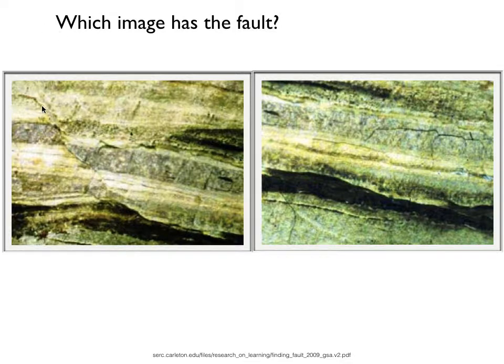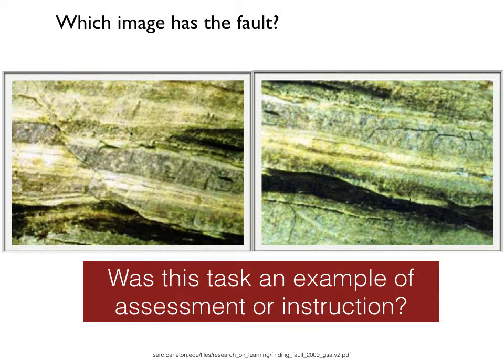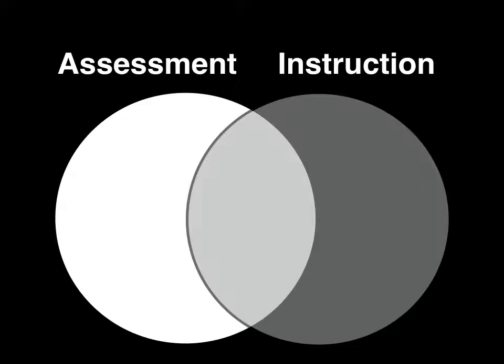And now hopefully you're spotting this layer here and you're seeing how, gosh, that looks like a crack, that looks like something's displaced. That is how you see a fault. And so in this particular situation here, was this task an example of assessment or of instruction? Did I just teach you how to recognize a fault? Or did I test to see whether you could recognize a fault? And the answer is, of course, you did a little bit of both. I was able to teach you something by just assessing you using the right prompt.